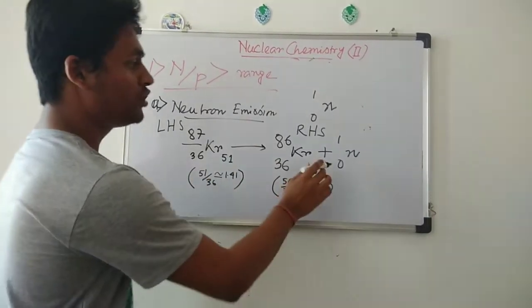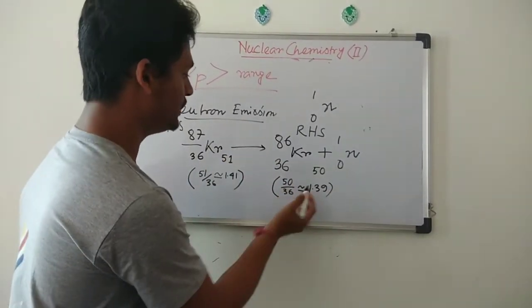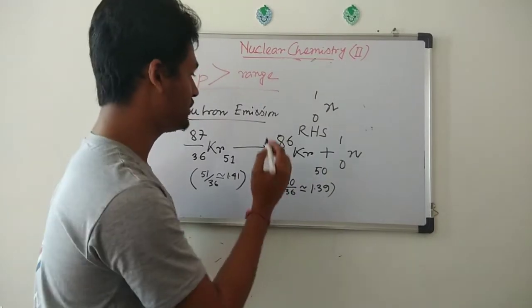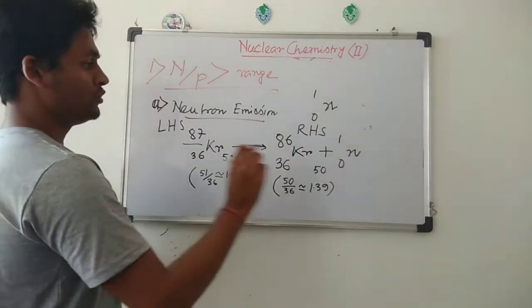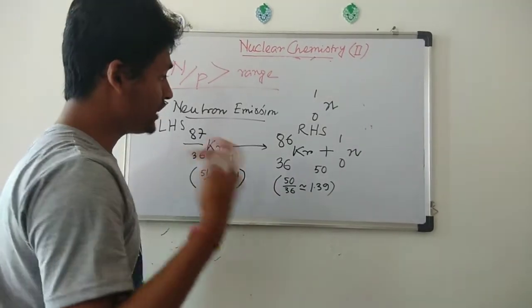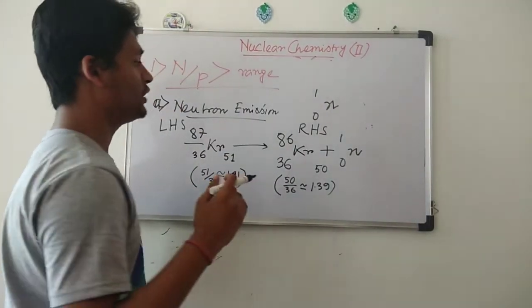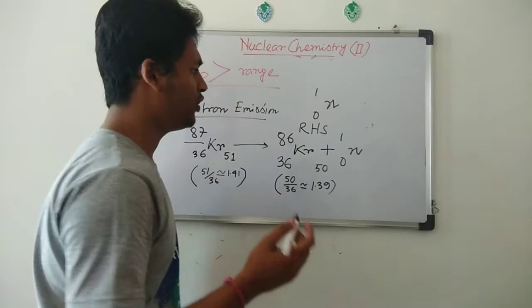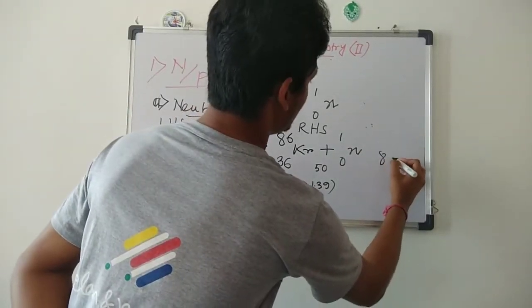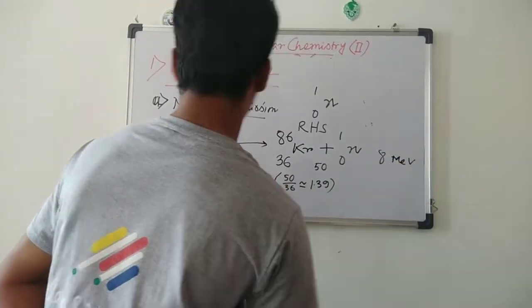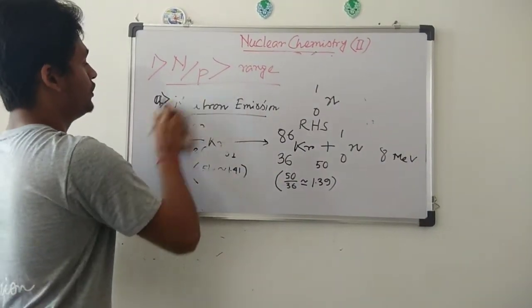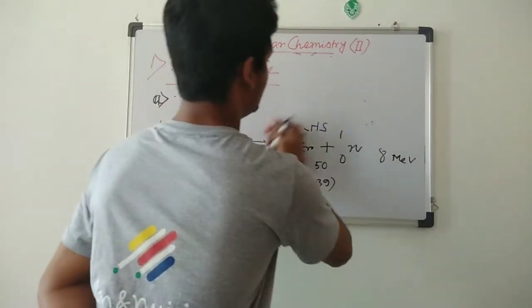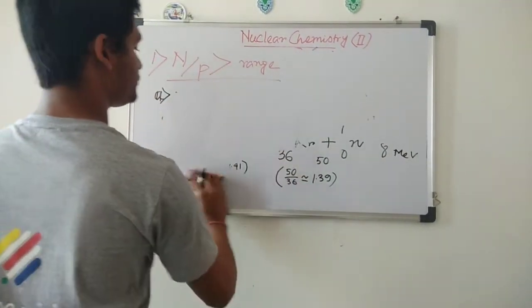So one neutron is directly emitting, and we are getting an N by P ratio less than what it had before. But neutron emission is not that feasible, because neutron emission has a very high energy requirement, almost around 8 mega electron volt. So that's why it is not that feasible. Now come to the most important thing, that is beta emission.